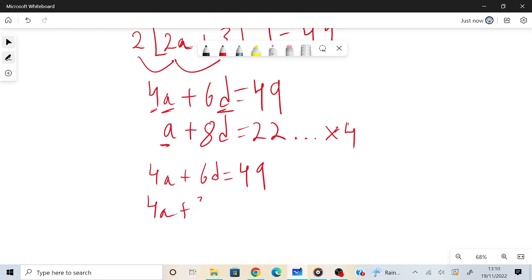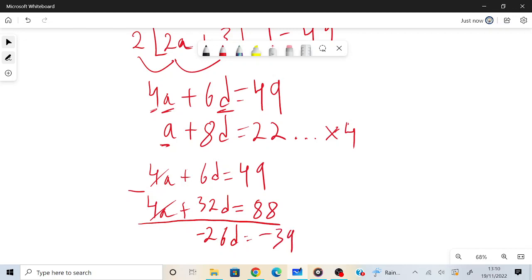So we now have 4a plus 6d equals 49, and timesing the second equation by 4, we have 4a plus 32d equals to 22 times 4, which should be 88. And now we can eliminate our a, subtract, so we have nothing over here. 6 minus 32, that should give you minus 26d, and 49 minus 88 should give minus 39. Let me just confirm. 49 minus 88, yep, gives minus 39.